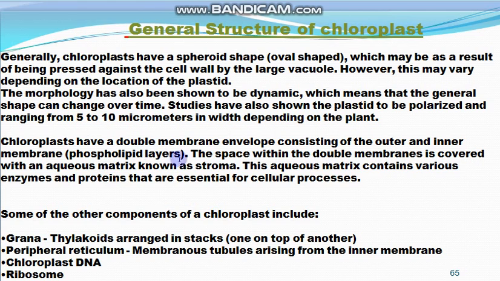Then the space within the double membrane is covered with an aqueous matrix, and that matrix is known as stroma. And this aqueous matrix contains many enzymes and proteins which are essential for the various processes of the cell. And other structures in the chloroplast inside of the two membranes are the grana. Grana are the thylakoids arranged in stacks, that is one on the top of the other. Then the peripheral reticulum, that is the membranous tubules arising from the inner membrane. Then chloroplast DNA is present, and ribosomes are also present here. So these are the main structures which are present in the chloroplast.